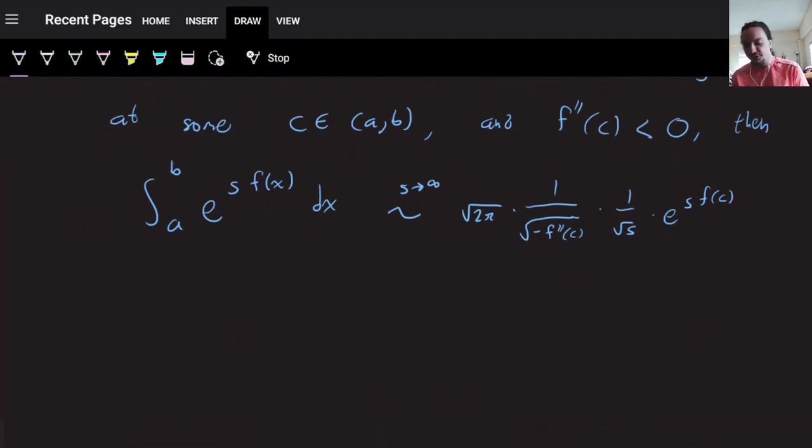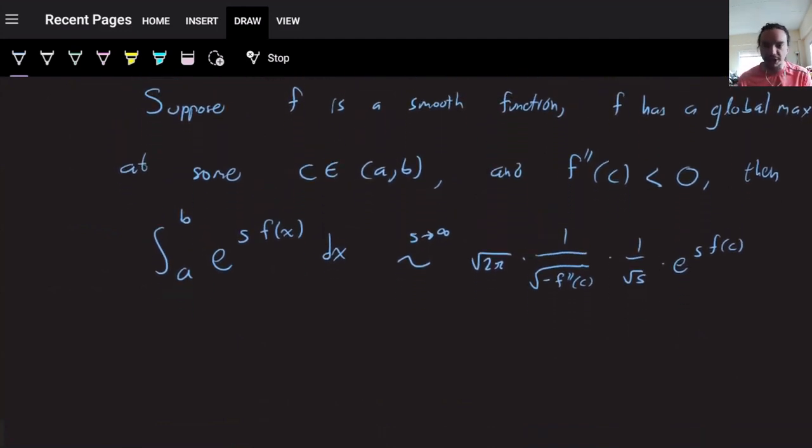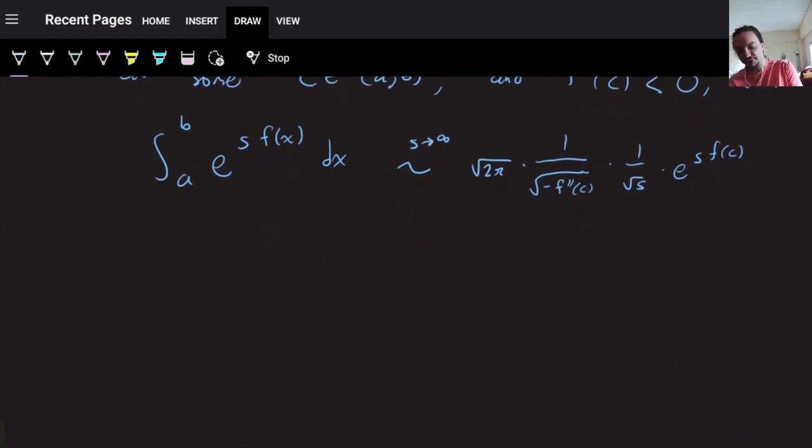Because we know what f of c is. That's just c was the global max. We can compute that using f prime equals 0. We can compute f double prime at c. We know what s is. So this is something that we can actually compute. We can compute this value for how the integral should be acting for large s. Okay, where does this come from anyway?